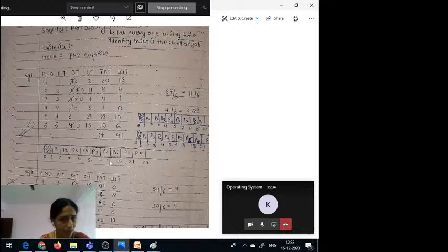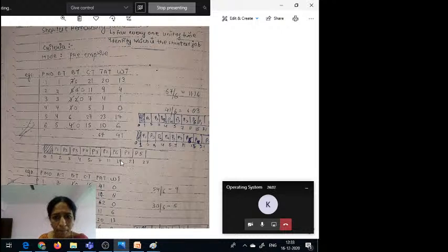7 plus 4 is 11. So the next, 6 and 4. From these, which one is executed first? 4 is executed first. So the P6 process enters the CPU. The burst time is 4. 11 plus 4 is 15. Okay, it is completed. Then next, after this 15, now another one.